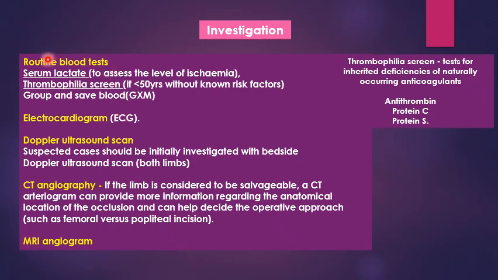In the routine blood test here, very important, you must do a thrombophilia screen test for inherited deficiencies of naturally occurring anticoagulants. So this is very important. That's why the thrombophilia screen is very important. You should also look for antithrombin, protein C, and protein S.